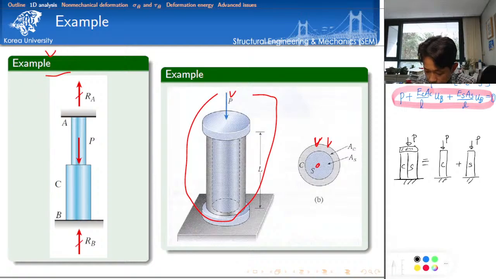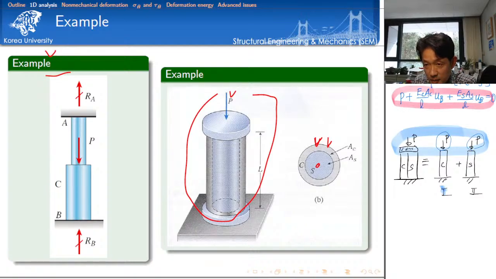If I check whether it satisfies the principle of superposition, the superposition of system 1 and system 2, let's check the force here. I have P plus P, which is not equal to P. That violates the force equilibrium condition, isn't it? So we shouldn't use that.